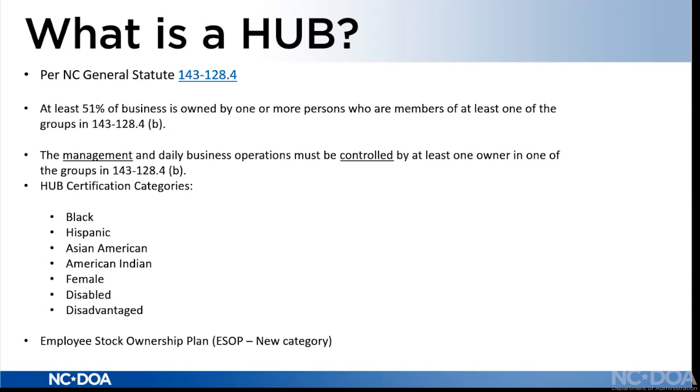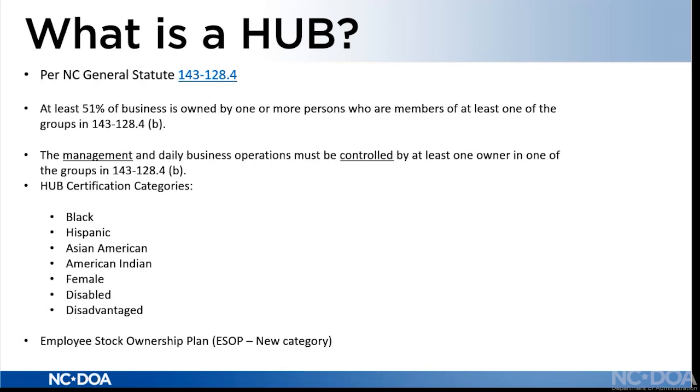The management and daily business operations must be controlled by at least one owner who is in one of those groups. So there are two components to certification eligibility to be considered a hub vendor, and that is ownership and control. So you can't have somebody who owns it 100% who falls into one of these categories, but they have nothing to do with running the business. They've got to be involved in that day-to-day operations.